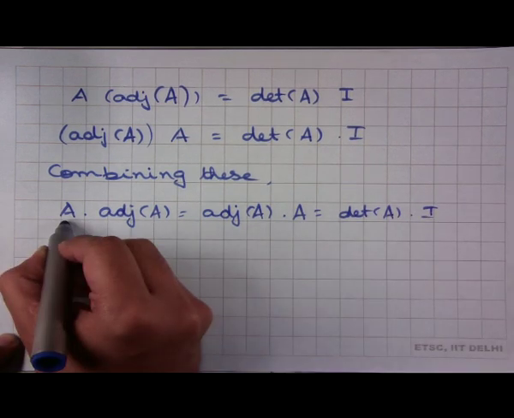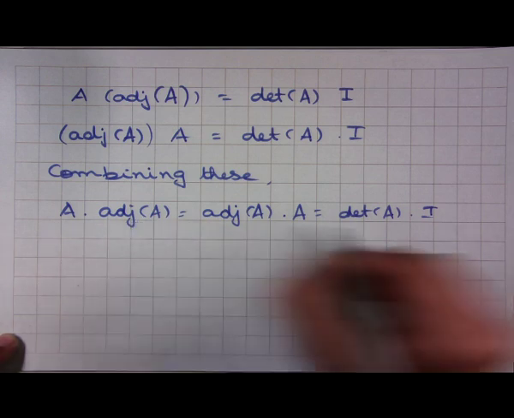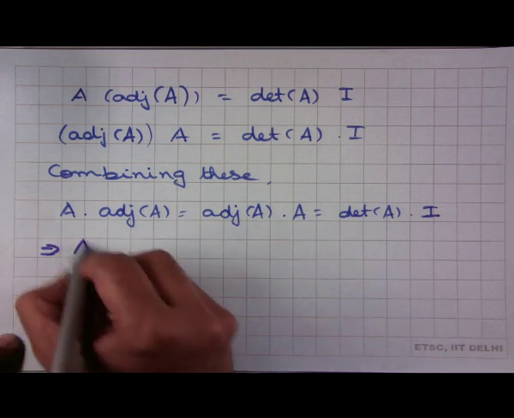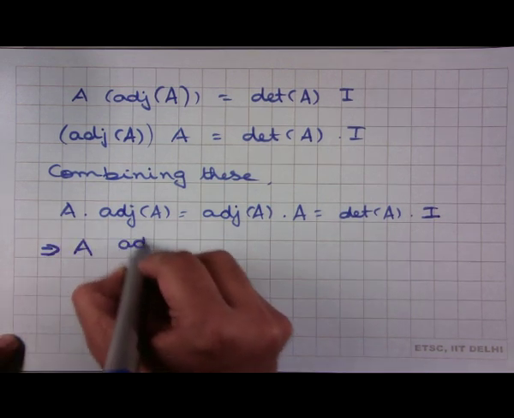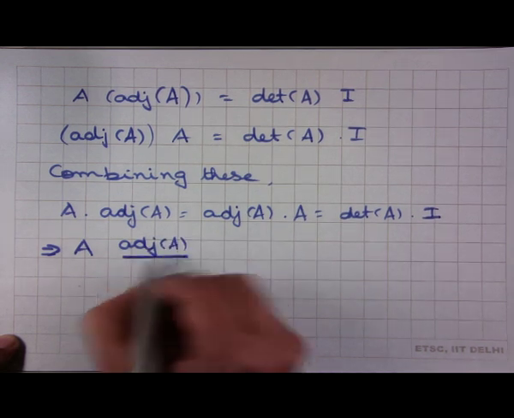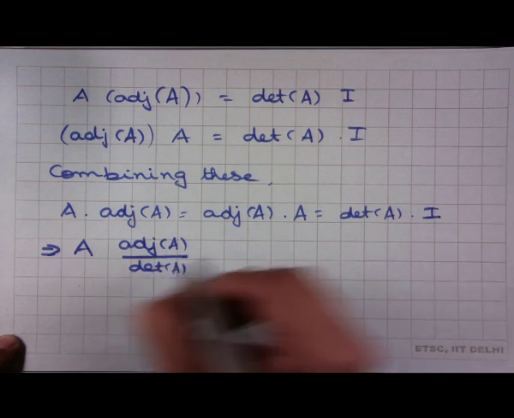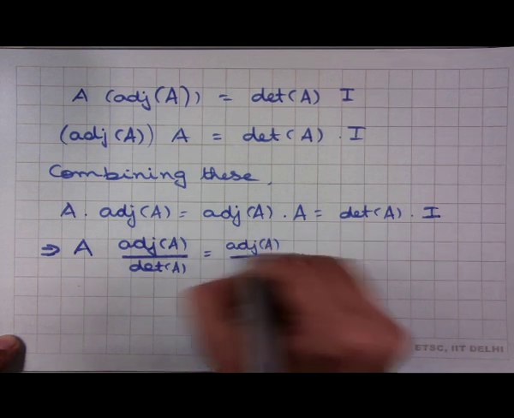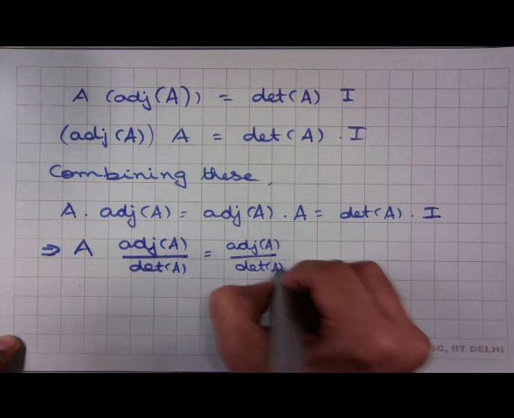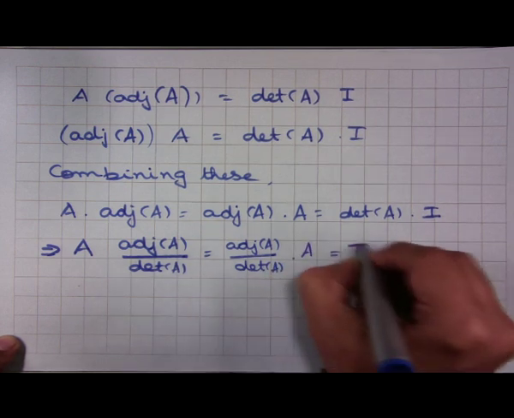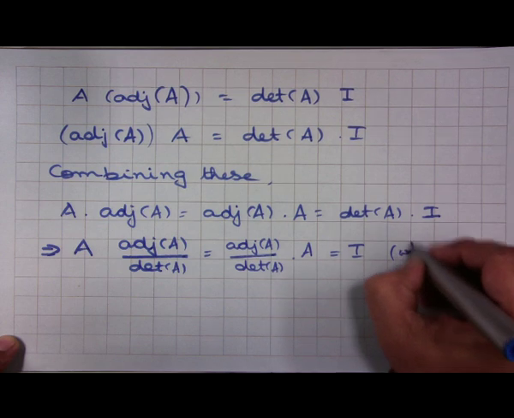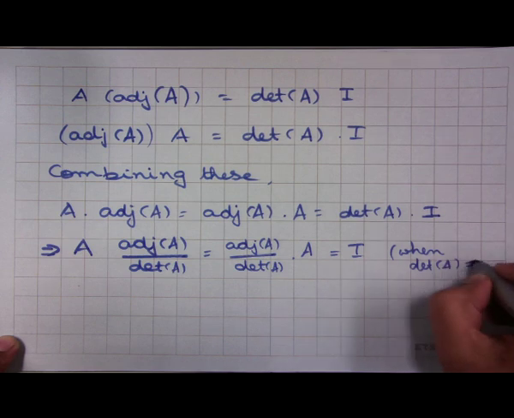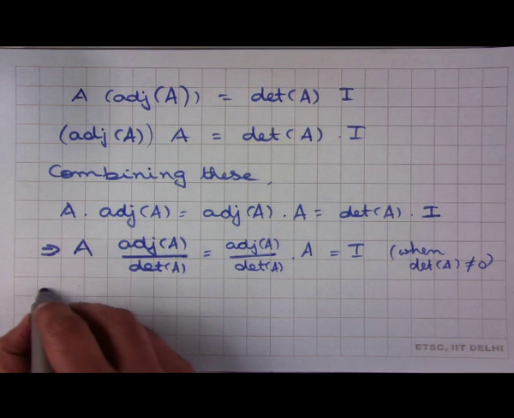So, here A is a 3 by 3 matrix, adjoint of A is a 3 by 3 matrix, this is a scalar, this is a 3 by 3 matrix, or in other words we can say A times adjoint of A divided by determinant of A is equal to adjoint of A by determinant of A times A equal to I, and this we can write down when the determinant is not 0, right.